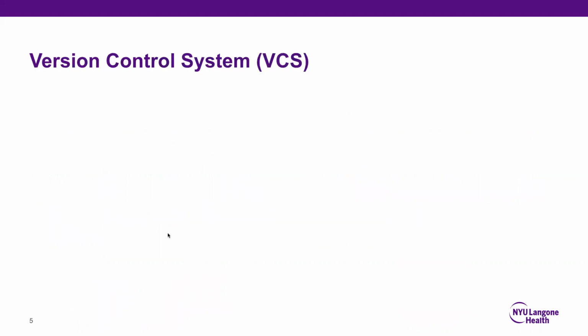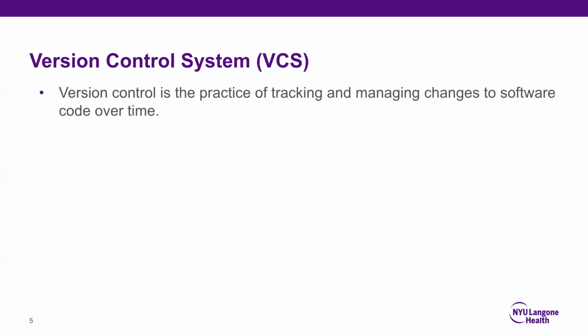All right, so version control system. Git is a flavor of one version control system. There are a few others out there. And version control is the practice of tracking and managing changes to software code over time.